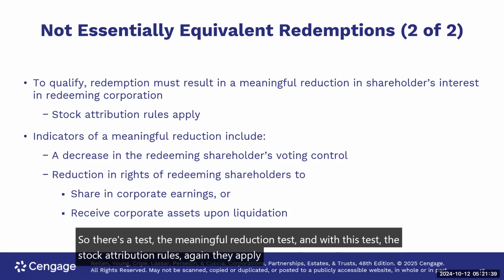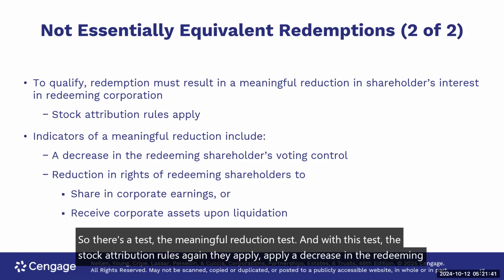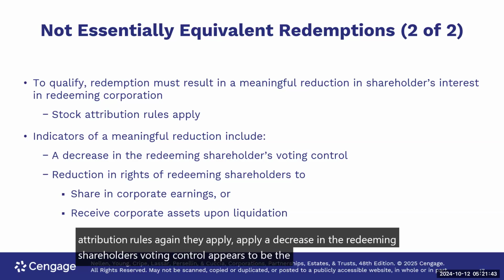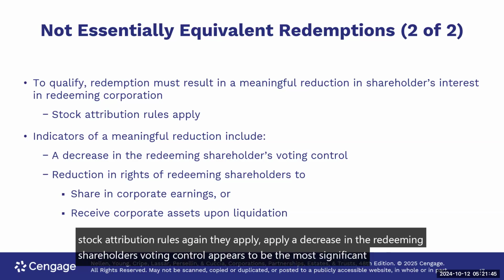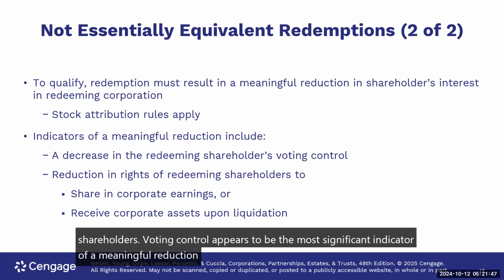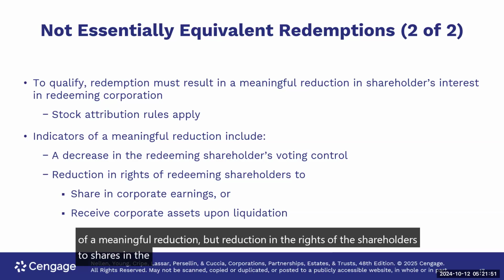A decrease in the redeeming shareholder's voting control appears to be the most significant indicator of a meaningful reduction, but reduction in the rights of the shareholder to share in the corporate earnings or to receive corporate assets in liquidation are also considered.